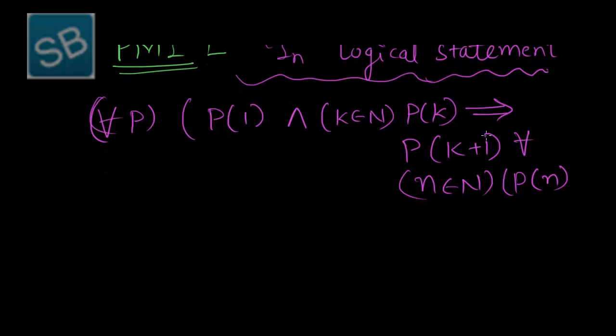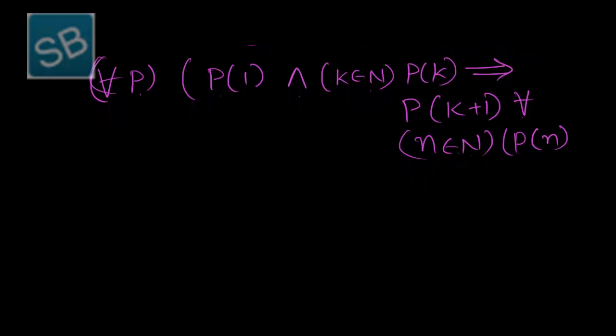So in the logical statement we see again, for all P, that is our statement, the result is true for P of 1 and P of k for k belonging to N, then the result of these two, that is true, implies that P of k plus 1 is true. Then we say that the result is true for all n. So the statement P of n is true for all n belonging to N. That is the principle of mathematical induction in logical statement. So we prove this result.